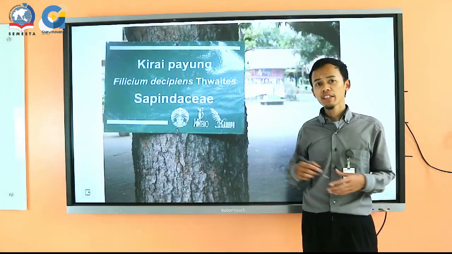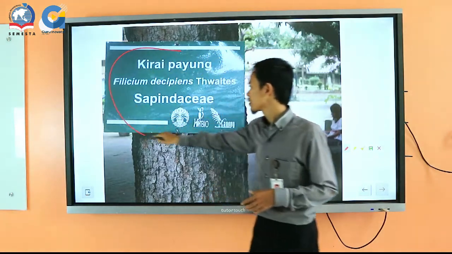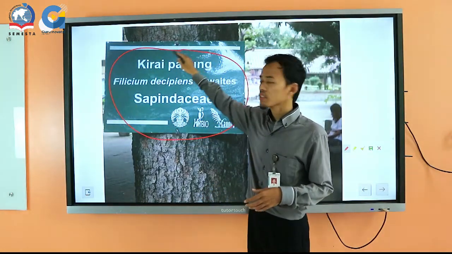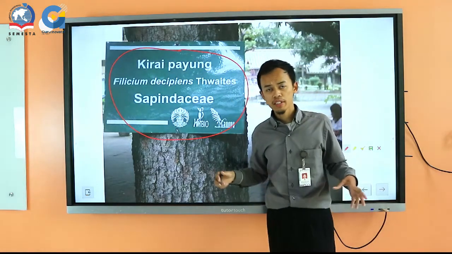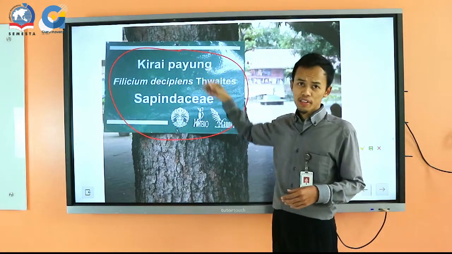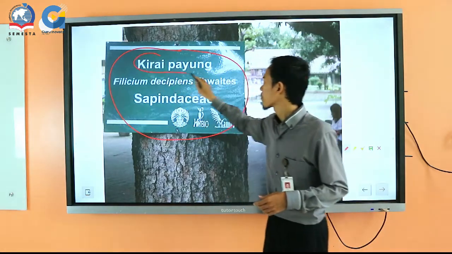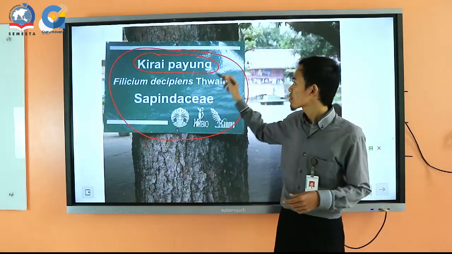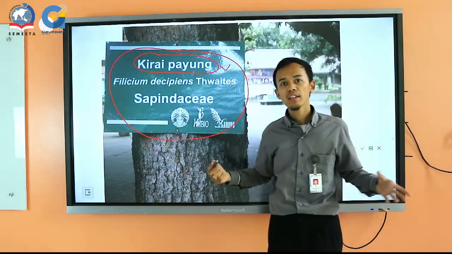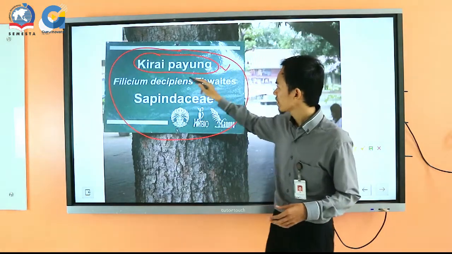Okay, everybody, take a look at your screen and you can see this nameplate. It's available on the tree or on the plant, and this plate gives you information about the plant or species identity. So take a look at the first word here. This is the country's species name. So it's different from Malaysia, from America, from England, and others.